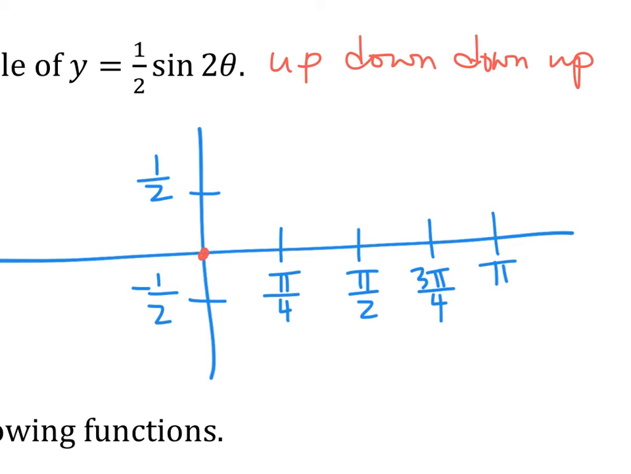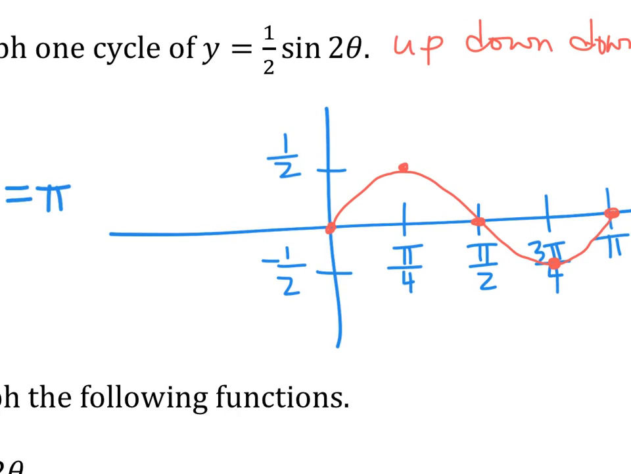So the quarters that we drew in, that's where we're going to put these points. So we're going to start at 0, 0, and then it tells us we're going to go up, down, down, up. So we're going to go up to the maximum where the amplitude is on that quarter point, down, okay, and then down again to the minimum, and then up, back to 0. And then what we do is we connect the dots in a smooth curve that tells us this is a sine graph.